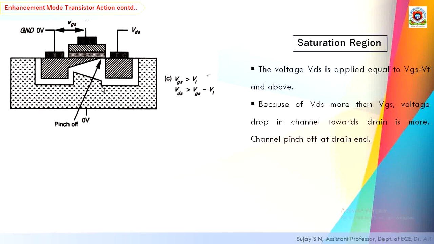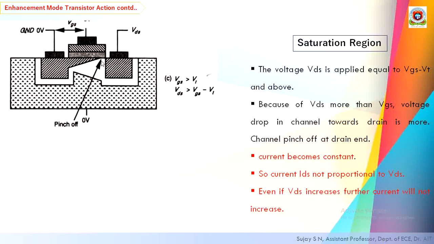What is channel pinch off? Because of the voltage drop towards drain once we start applying VDS, if we further increase VDS above the gate voltage, the channel near the drain is going to be pinched off. Means there is no channel existing at the drain end. At that particular voltage, the saturation region of operation started. And from this voltage VDS saturation, even if we increase VDS further, current will not increase. Current becomes constant.